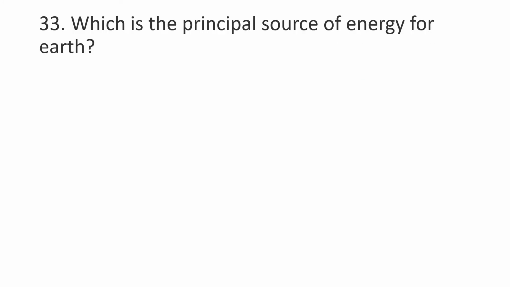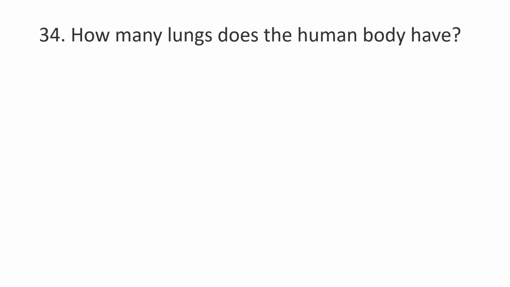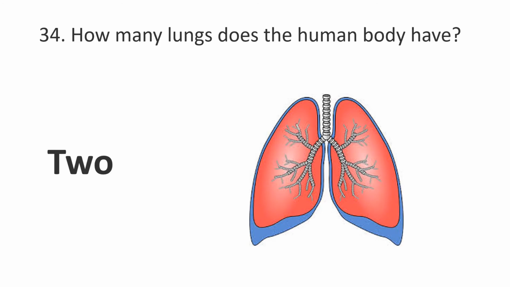Which is the principal source of energy for Earth? The answer is Sun. How many lungs does the human body have? The answer is 2.